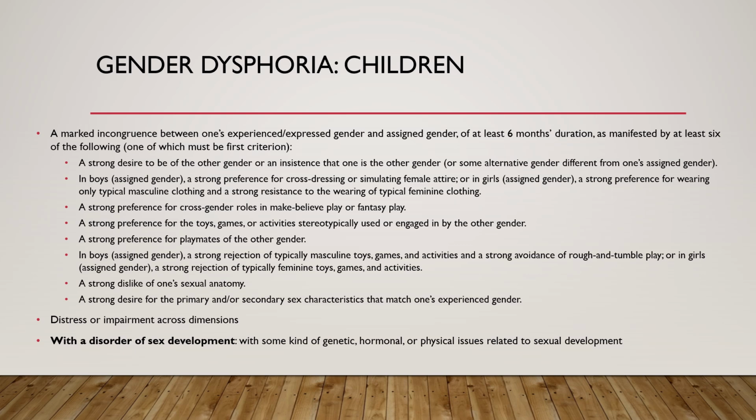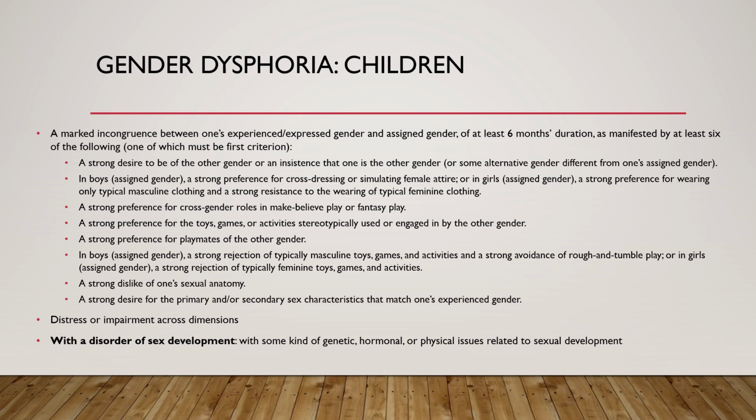So in terms of gender dysphoria for children, this is marked incongruence between experienced and expressed gender. So sex assigned at birth and gender identity do not match. And this has to have been noted and experienced for at least 6 months. And these are the criteria that we use to determine if that's happening.